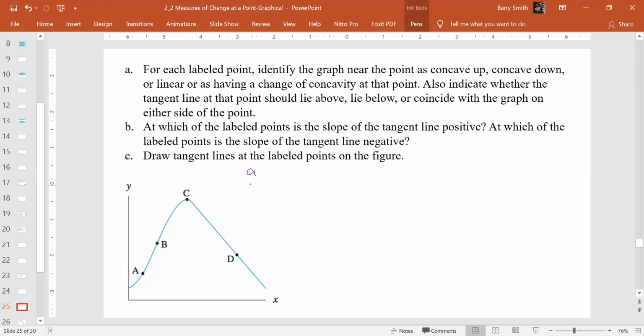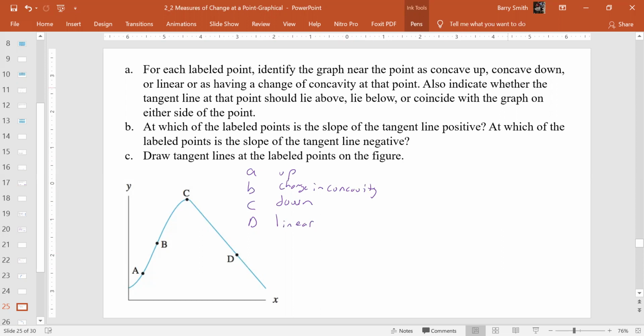So we'll say here A, B, C, and D, and we're supposed to identify the graph near the point as concave up, concave down. So at this point here, we look to be concave up. Now B, I'm going to guess, is probably the inflection point. So that's going to be a change in concavity. Now C, that is going to be concave down. And D, I think that looks linear. It looks like it goes up and then all of a sudden, boom, straight down. So I'm going to call that linear.